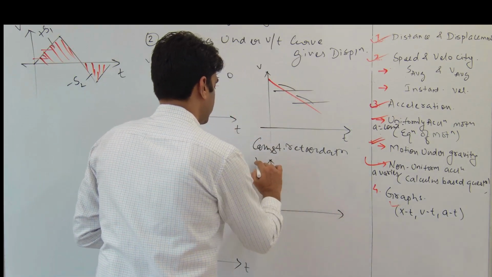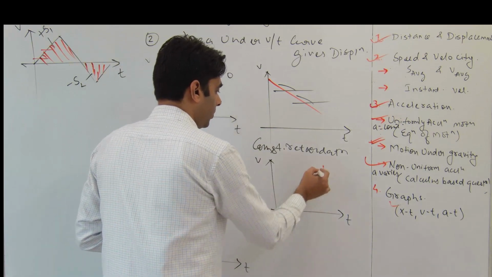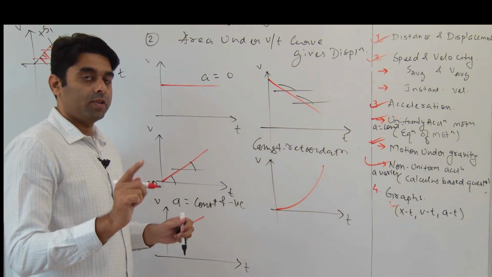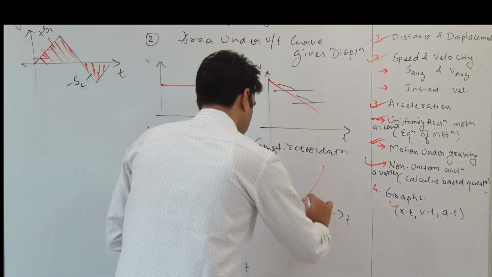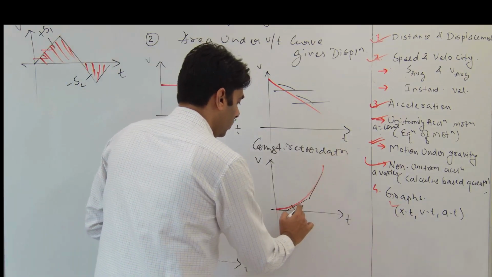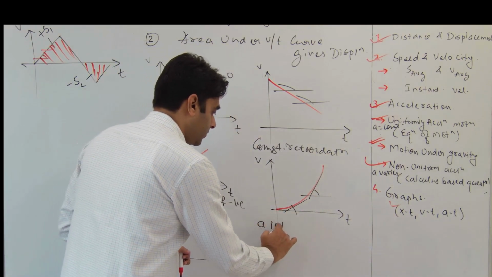let's suppose we have a velocity time curve. It is given to you as something like this. Now, first thing, is the slope positive or negative? Let us take a look. If we draw any two tangents, slope is positive. That means acceleration is positive.